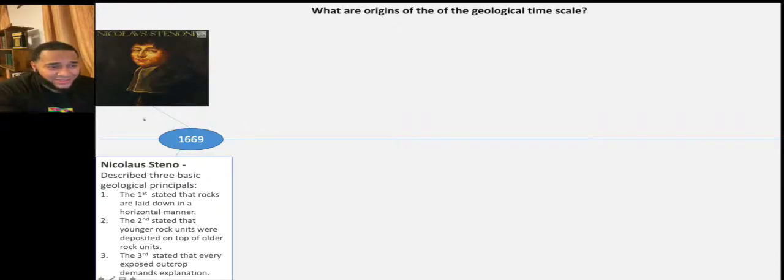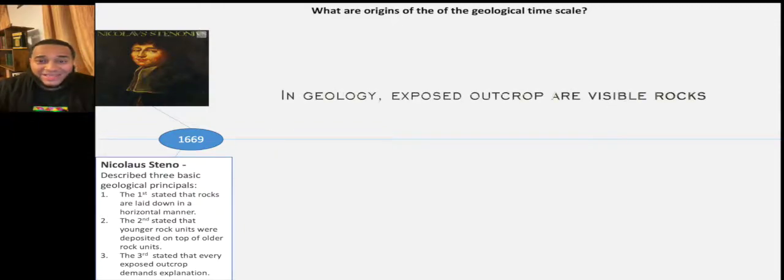Nicholas Steno, as you can see in this image, described three basic geological principles. First, he stated that rocks are laid down in a horizontal manner. Secondly, he stated that younger rock units were deposited on top of older rock units. Third, he stated that every exposed outcrop demands an explanation.